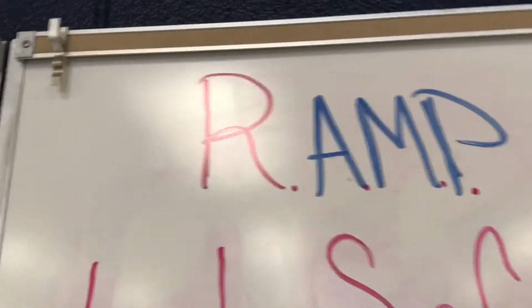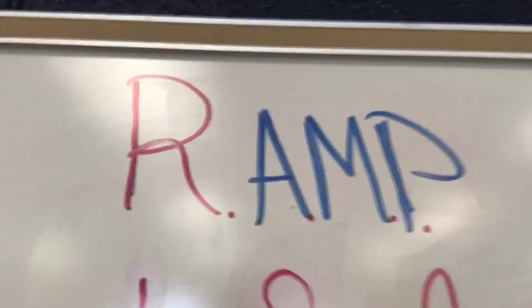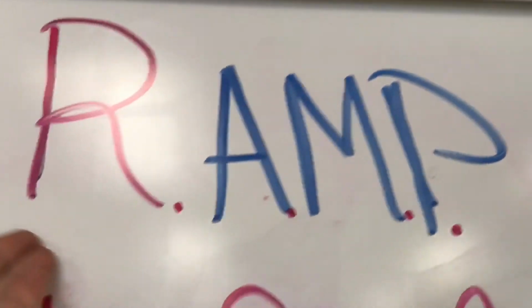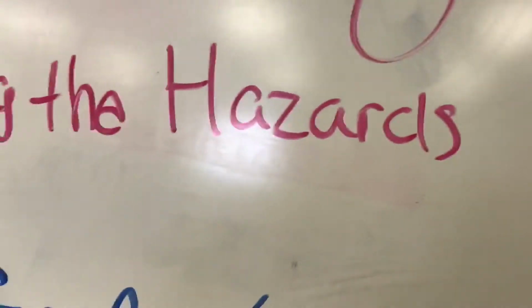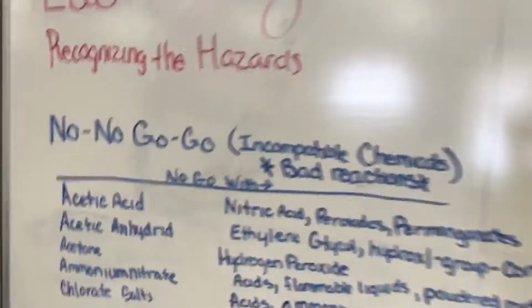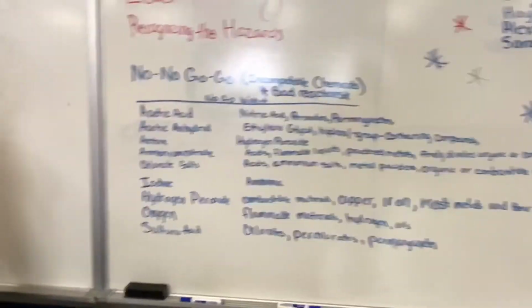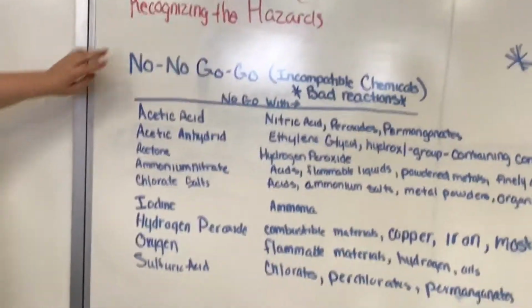Today we will be discussing RAMP. The R of RAMP stands for Recognizing the Hazards. Today we will be discussing the no-no-go-go's, which are incompatible chemicals.